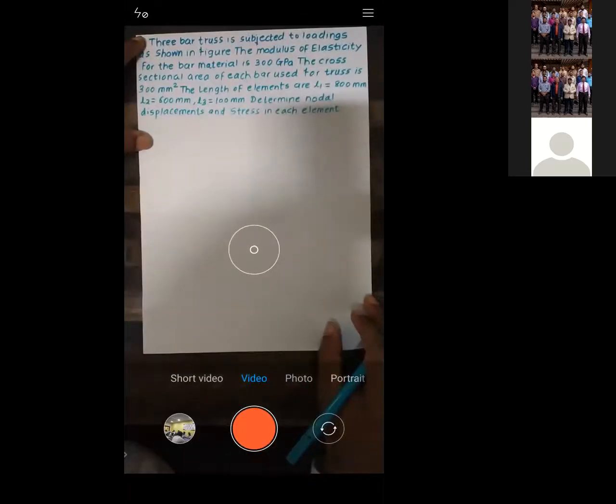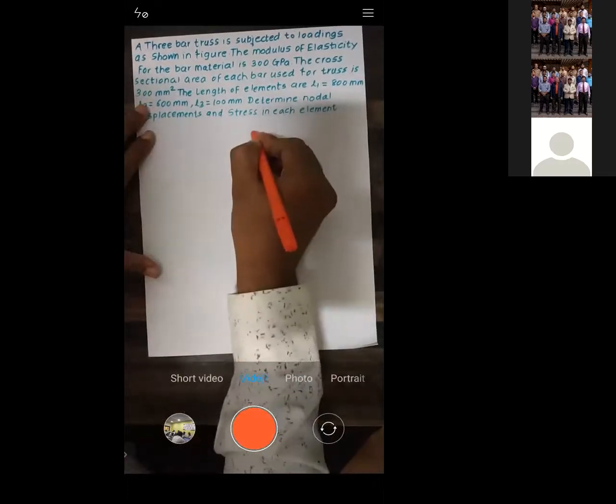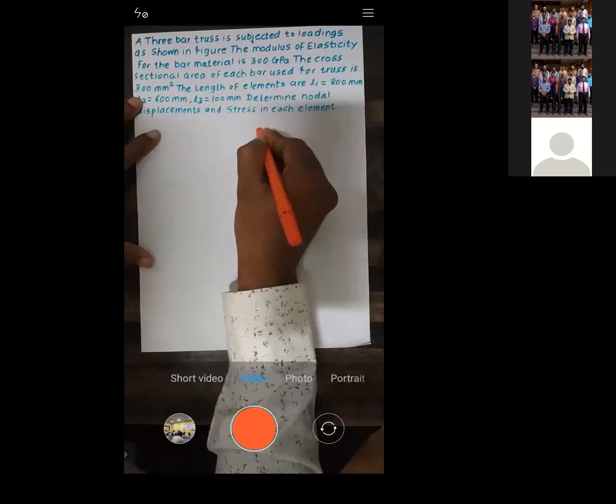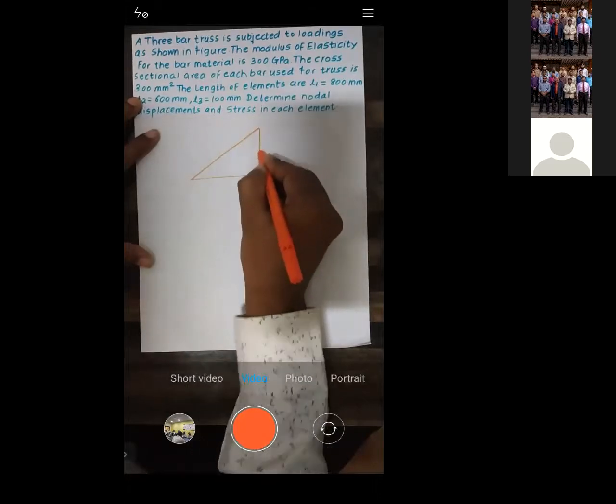Okay, so this is a problem. Now they are given the diagram. I'll just draw the diagram. Some sort of truss like this they have mentioned.